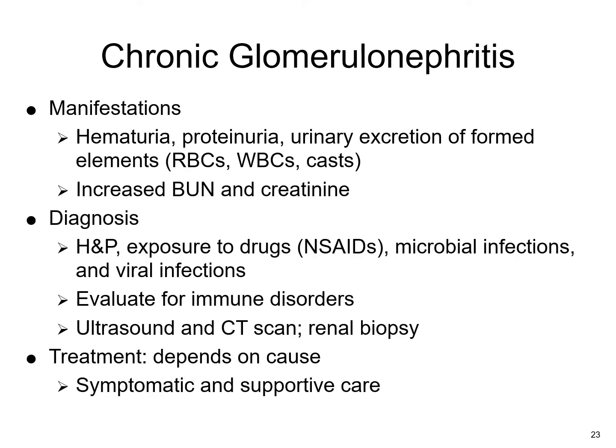So what are you going to see in chronic glomerulonephritis? You're going to see some of the same things that you saw under the acute, things like hematuria, proteinuria, increased BUN and creatinine, but now it's probably worse. And the diagnosis is going to be very similar. They're looking at your history and physical, doing things like ultrasound, CT scans, biopsies, looking for any immune disorders, looking to see if the patient has been exposed to any weird drugs like NSAIDs. And once they figure out what the cause is, they're basically just going to target that in terms of the treatment.